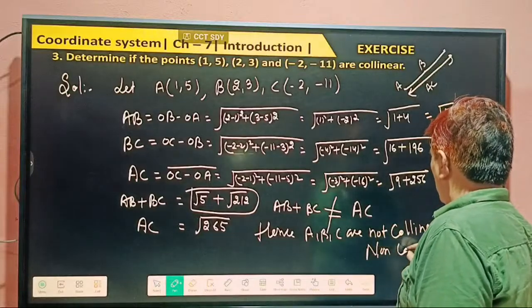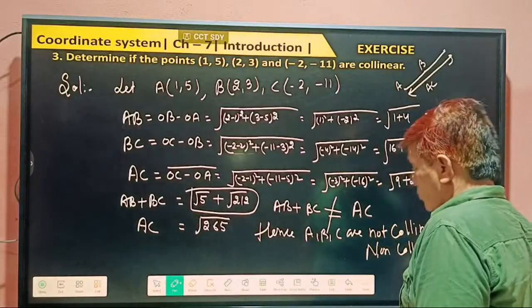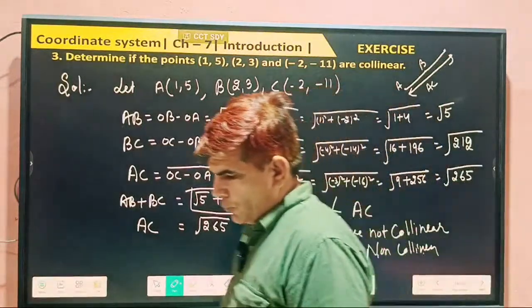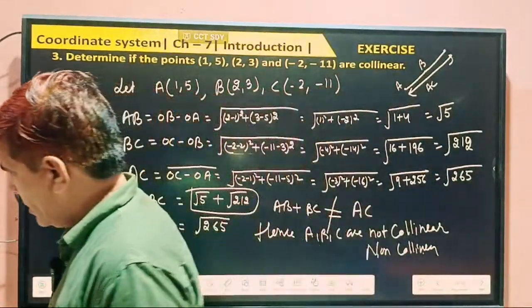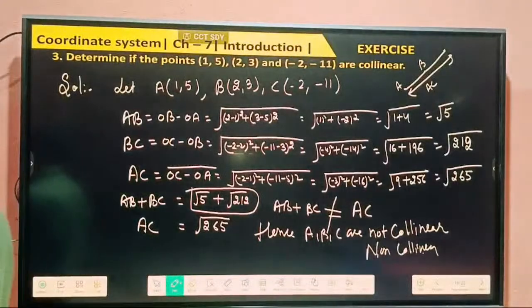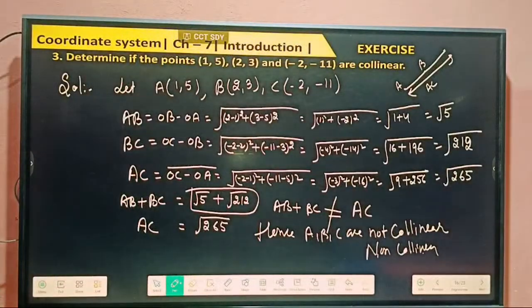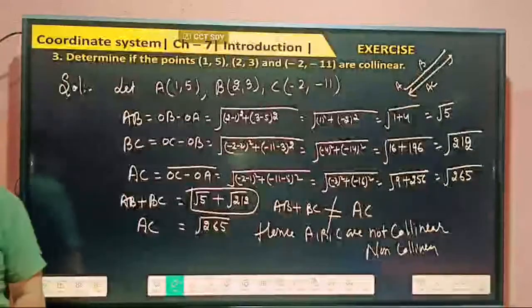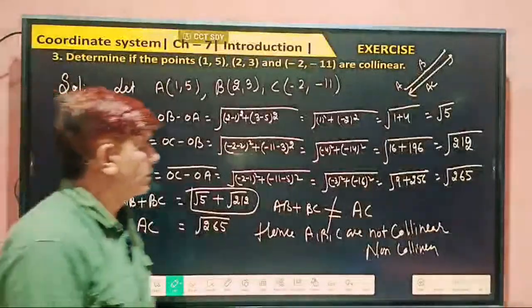Non-collinear. The collinear definition I told you: if more than 2 points lie in a line, they are collinear, and if they are not lying in a line, then what can we say? They are non-collinear. So what can you say about these? These are non-collinear, which is your question number 3. Understood?